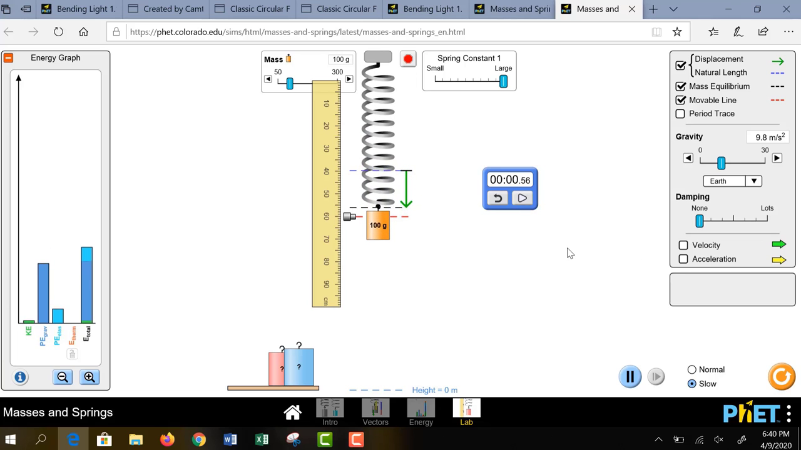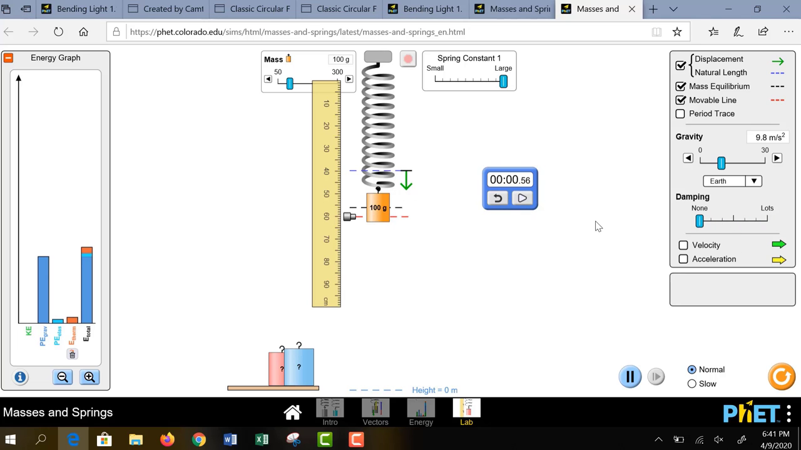So I want to stop it again. So record that. That's 0.56 seconds. That's the period of oscillation. It's a lot of damping on. Go back to normal for a minute. Have it stop. And repeat the experiment again.